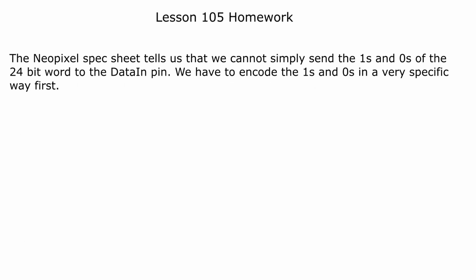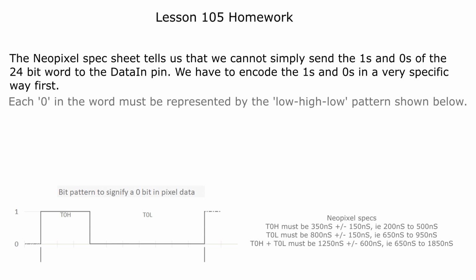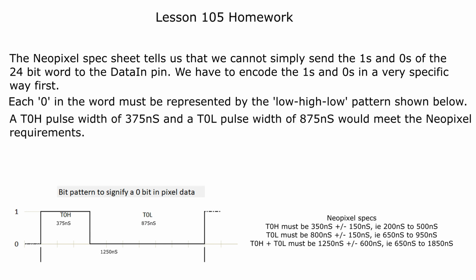The NeoPixel spec sheet tells us that we cannot simply send the 1s and 0s of the 24-bit word to the data in pin. We have to encode the 1s and 0s in a very specific way first. Each 0 in the word must be represented by the low-high-low pattern shown below. A T0H pulse width of 375 nanoseconds and a T0L pulse width of 875 nanoseconds would meet the NeoPixel requirements.